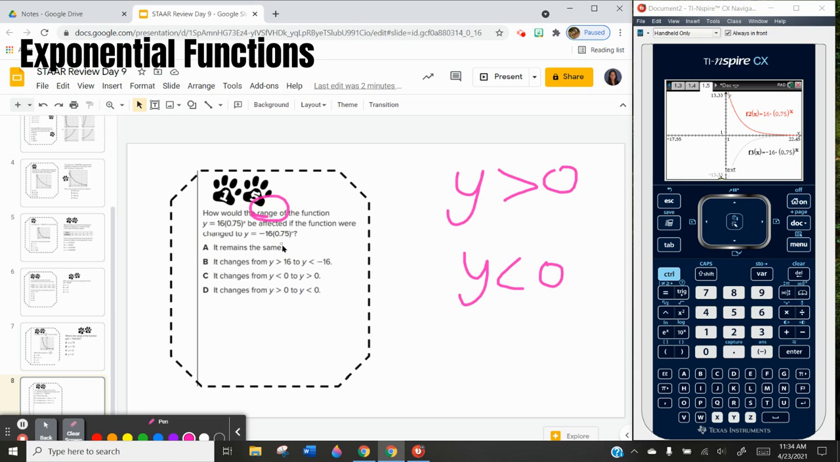So here, A says it remains the same. No. B says it changes from y's greater than 16. That's not true. C says that it changes from y's less than 0 to y's greater than 0. That is not true as well. So D, it changes from all the y's above 0, so the whole graph was above the 0, to all y's below the 0. That is true.